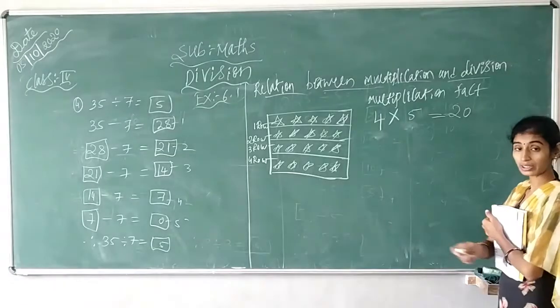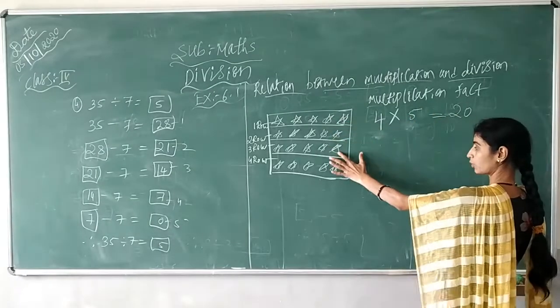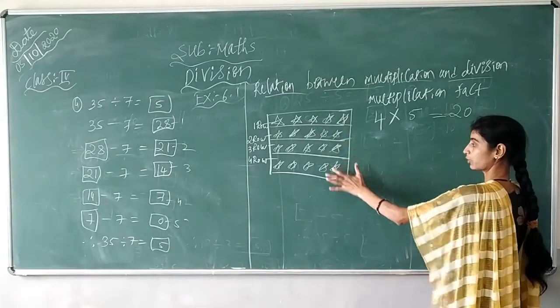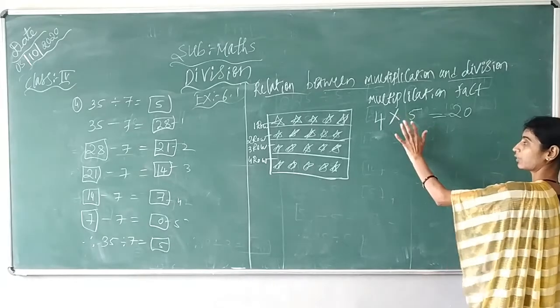It's very simple, children. To write the multiplication fact, first you have to count the number of rows. So here 1, 2, 3, 4. So 4 I have written, into, and from where this 5 I have written.